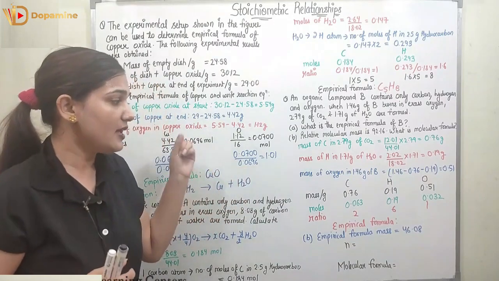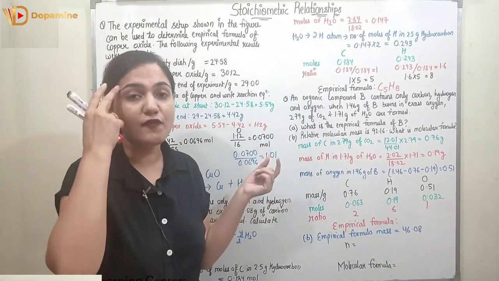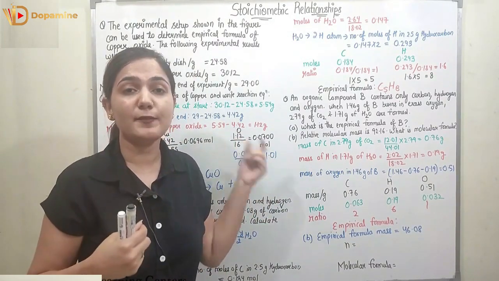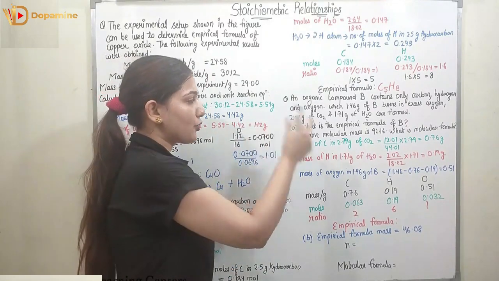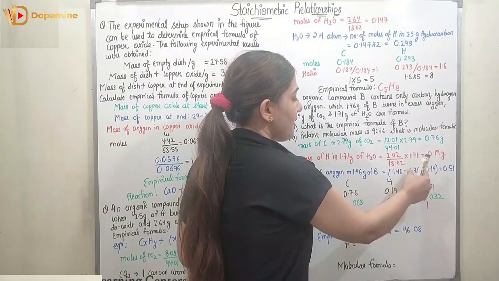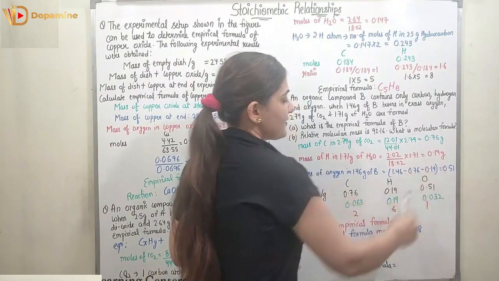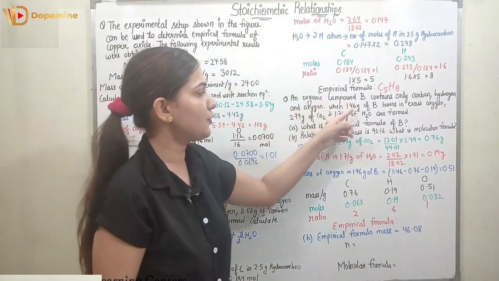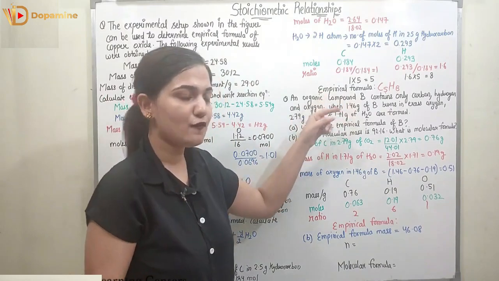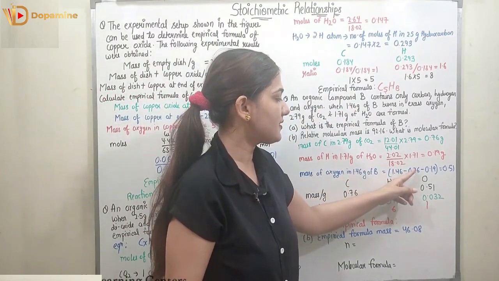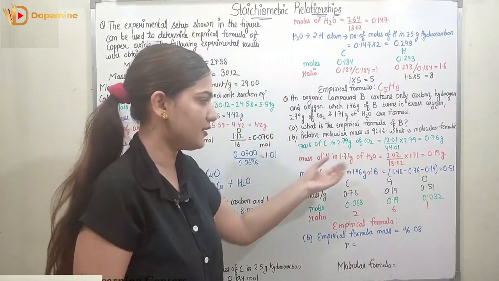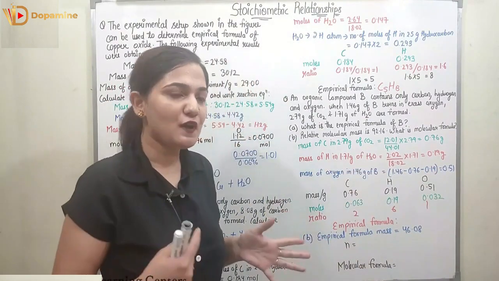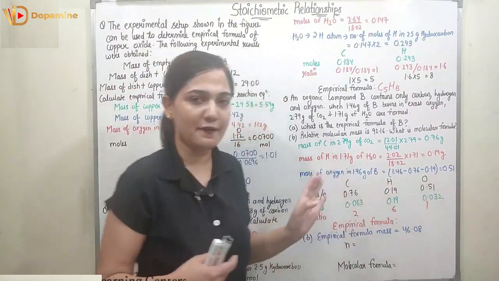Similarly, we can find out the mass of oxygen. I cannot find out the mass of oxygen by the same method. We have to use the total mass of B minus the mass of carbon minus the mass of hydrogen. So what is the total mass of B? It is 1.46. So 0.76, which is the mass of carbon, and 0.19, which is the mass of hydrogen, are subtracted from it, and we will be getting the mass of oxygen as well, which is 0.51 gram.